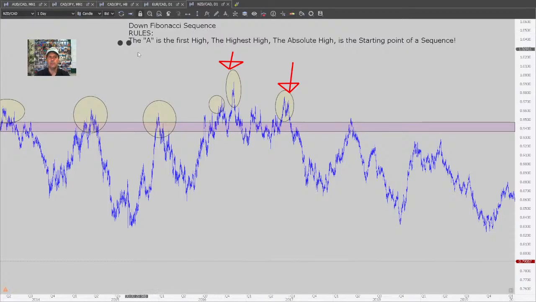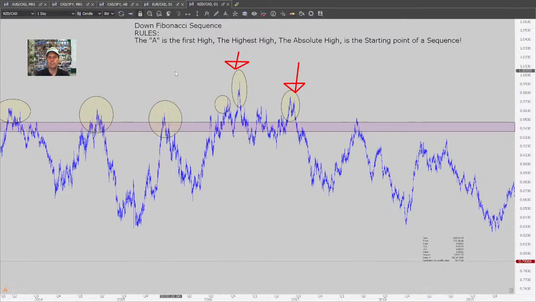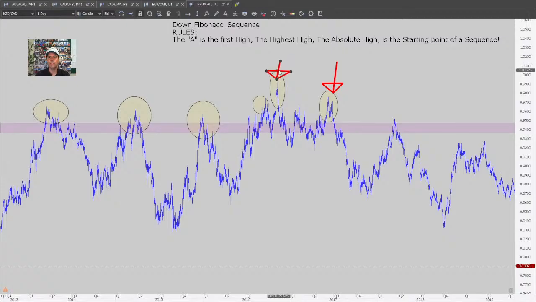Down Fibonacci sequence rules: the A is the first high. So of course this is not the first high. I agreed the first high would be this, right? But it's also the highest high. So this is not the highest high. This is the highest high, the absolute high. That's not the absolute. This is the absolute high, the starting point of a down sequence. This is not a starting point because to get back up, this is the starting point of the sequence. So Romelu is saying that the absolute high is the starting point. Makes sense, everybody?